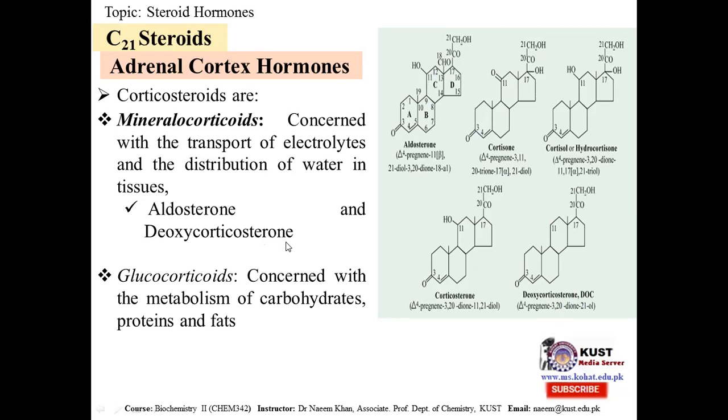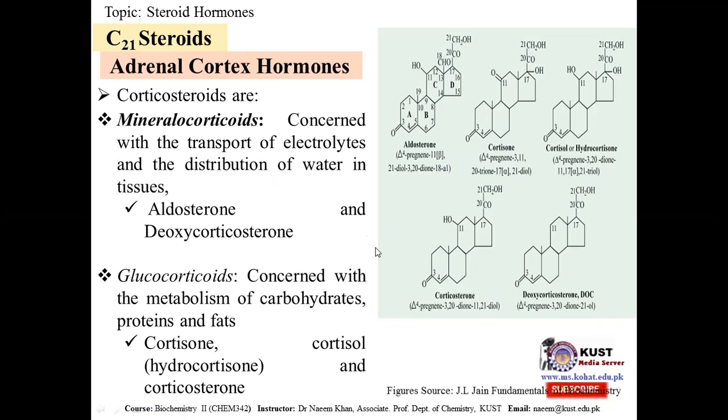Another class is the glucocorticosteroids, which are concerned with the metabolism of carbohydrates, proteins, and fats, and include cortisone, cortisol, and corticosterone. Five main adrenal cortex hormones, corticosteroids, are mentioned here: aldosterone, deoxycorticosterone, cortisone, cortisol, and corticosterone. All of them are steroids. Here we can see the basic structure, having four fused rings, which is the requirement for a steroid. All of them have 21 carbon atoms, and all are hormones released by the adrenal cortex. These structures can be traced in the textbook of biochemistry.